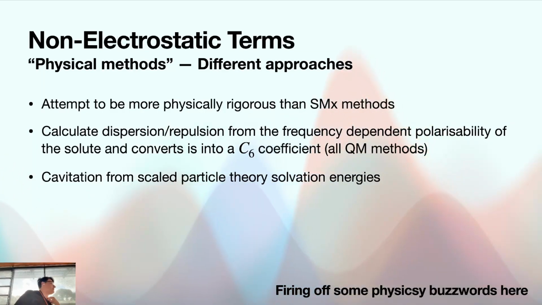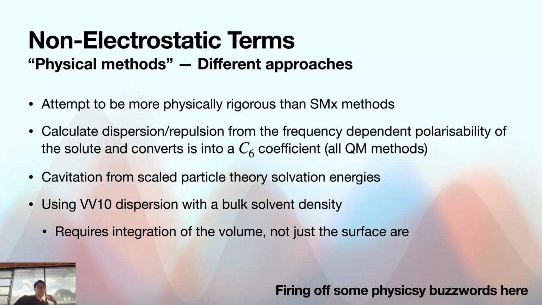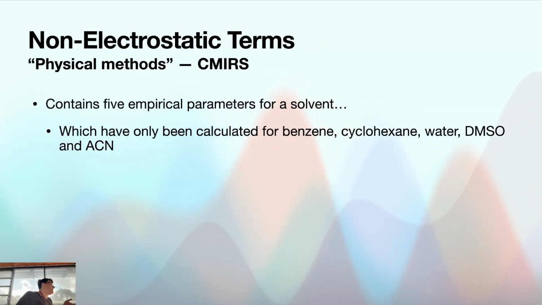Cavitation usually comes from scaled particle theory, solvation energies. You can also use VV10 dispersion with a bulk solvent density if you want, but this requires integration of the volume, not just the surface area, so it becomes quite expensive. Repulsion from interpenetration of non-bonded densities. Again, lots of physicsy, boring stuff here. This has all been implemented in CMIRS, which contains 5 empirical parameters for a solvent, which have only been calculated realistically for these few solvents, so not the most useful.